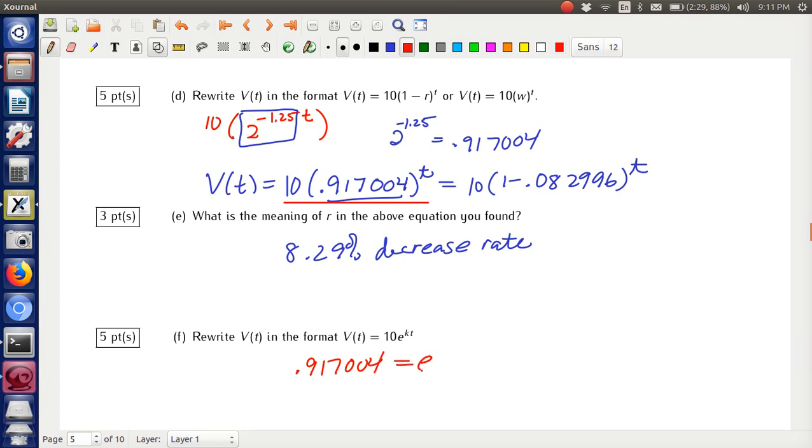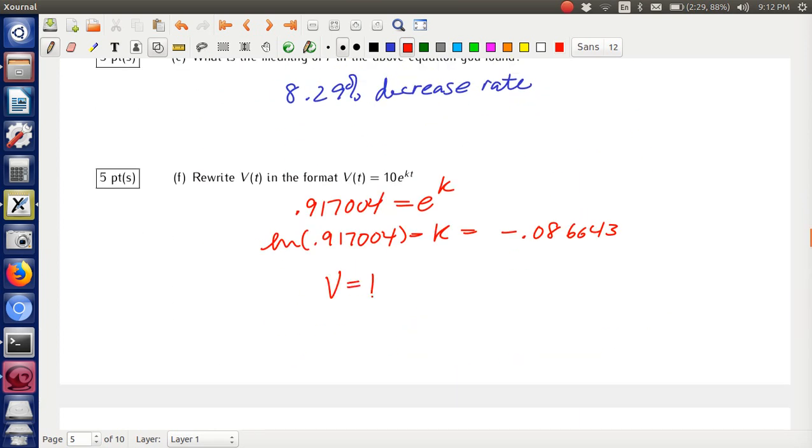0.917004 is e to the k, so I take the natural log of both sides, and so I get the natural log of 0.917004 is equal to k, and I find out that's negative 0.086643, and then that makes this easy. I just rewrite this. V equals 10 e to the minus 0.086643t. That's all I need to do. It's a lot more writing than thinking. If you just keep track of your log rules and try them, that kind of question is pretty straightforward.